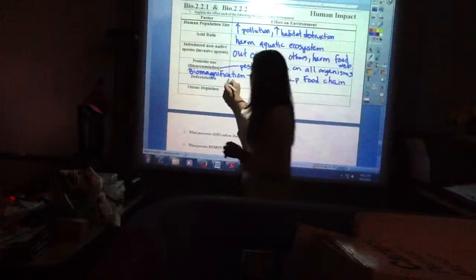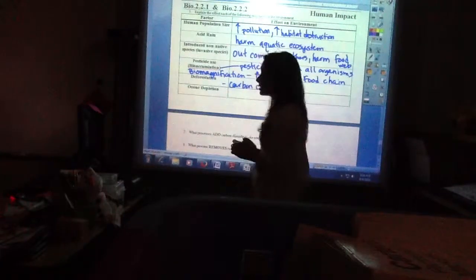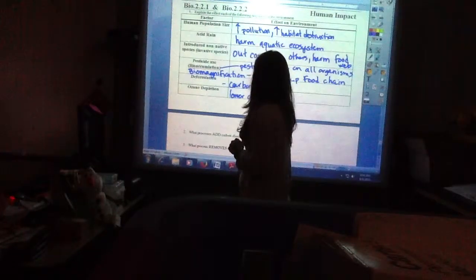Deforestation, please tell me the effect on the carbon cycle. I'm going to put carbon cycle question mark, but you should be able to tell me the effect. And ozone depletion, remember this means that we have a lower amount, that's what depletion means, of ozone. And so what this means is we have higher UV rays, which leads to cancer, blindness because of cataracts.